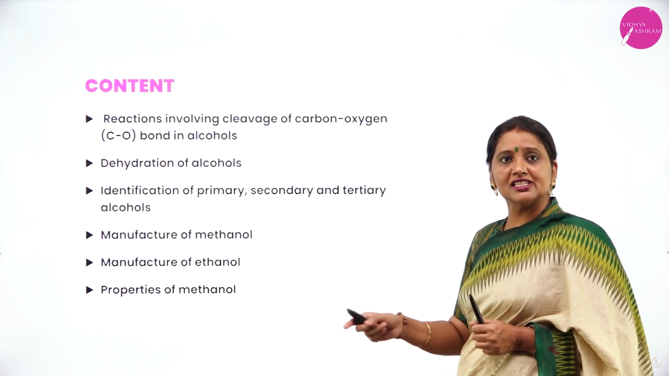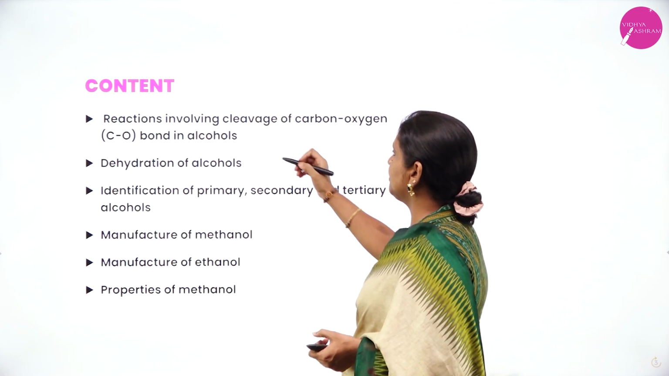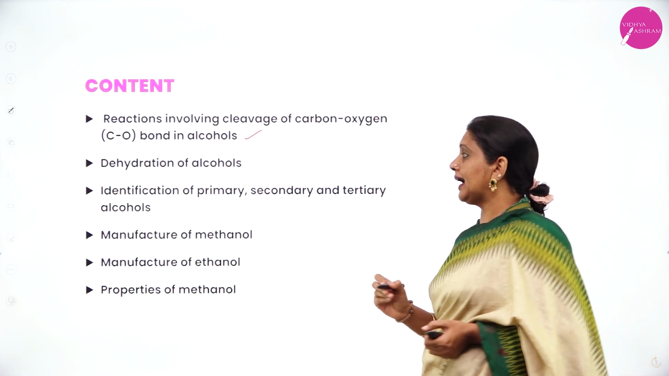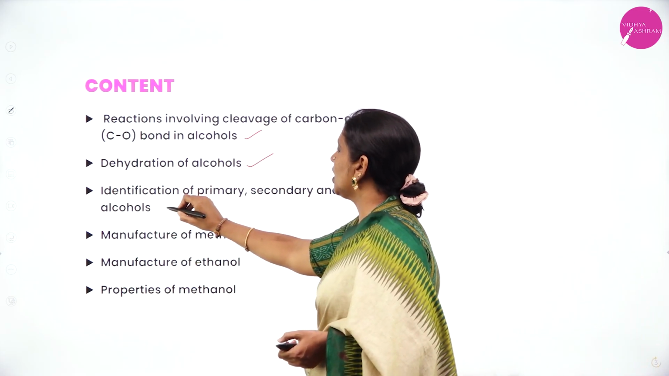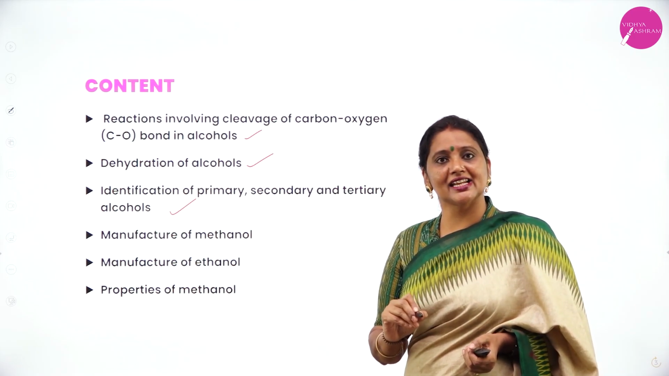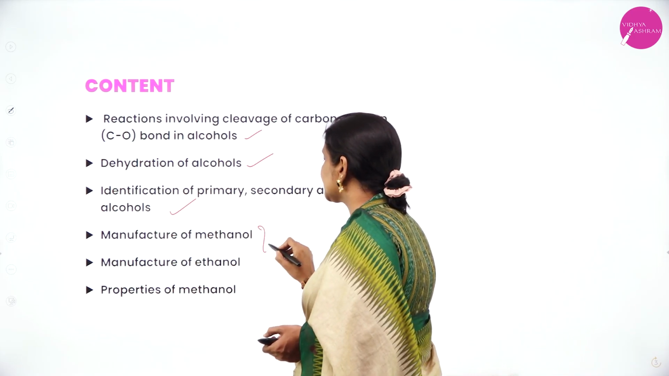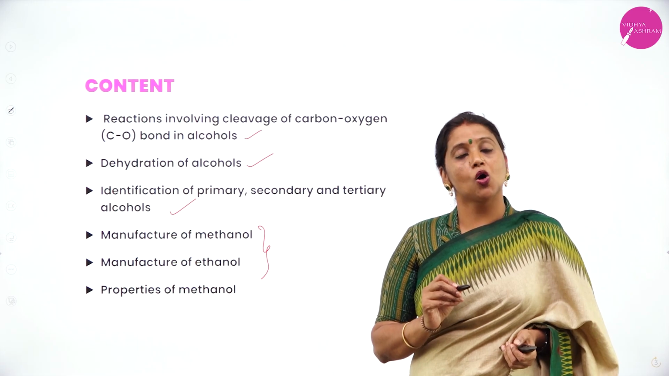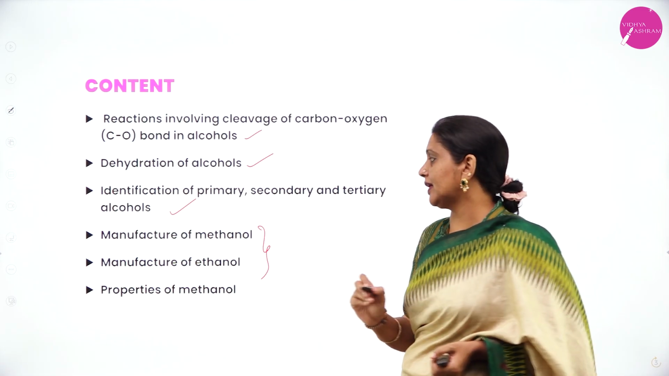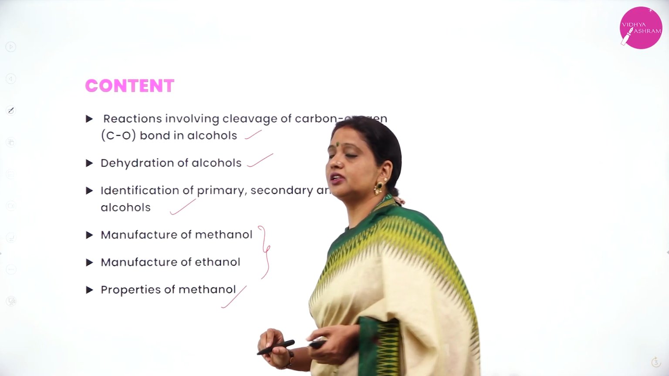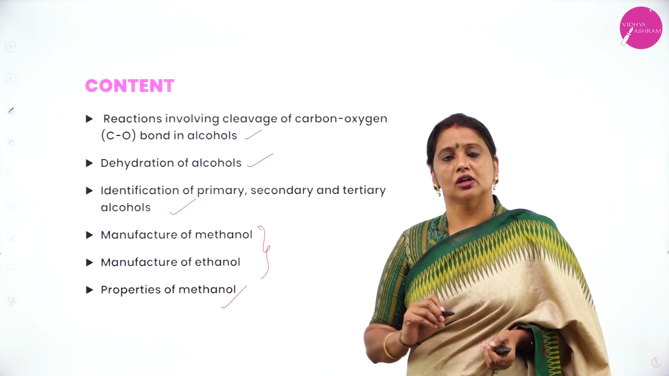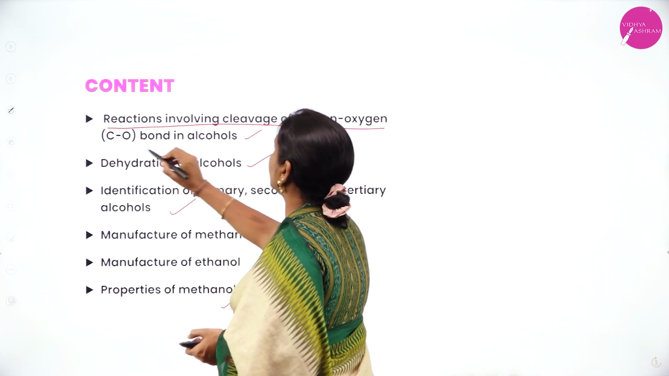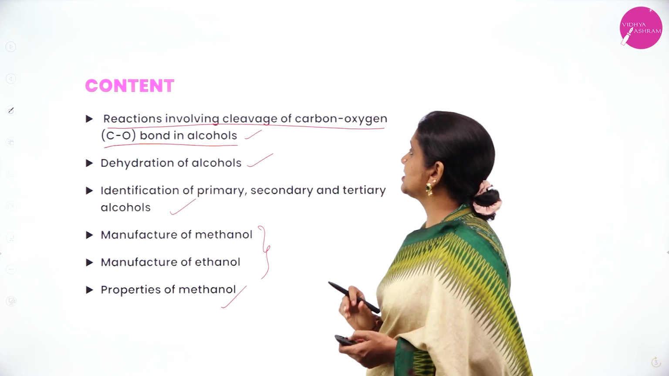In this session, that is the 4th session, I am going to discuss reactions involving cleavage of the carbon-oxygen bond in alcohols, dehydration of alcohol, and how to distinguish between primary, secondary and tertiary alcohol. And I am going to discuss 2 commercially important alcohols, methanol and ethanol: how methanol is manufactured, how ethanol is manufactured, as well as the properties and uses of methanol and ethanol. Therefore, this session completely deals with reactions involving cleavage of the carbon-oxygen bond in alcohols.